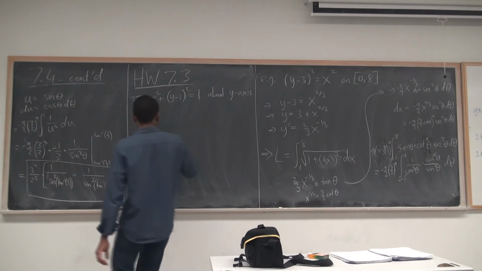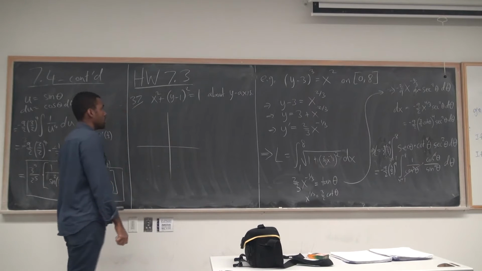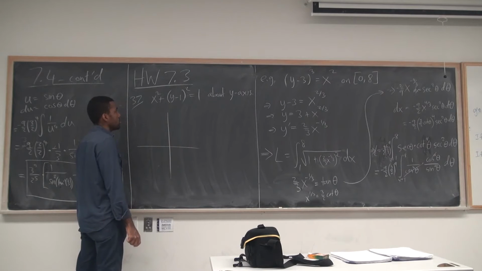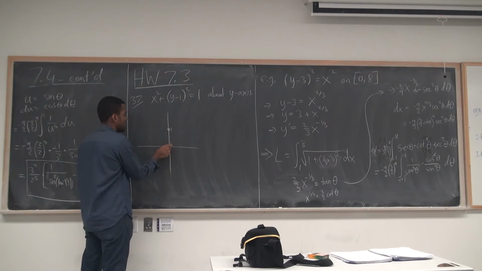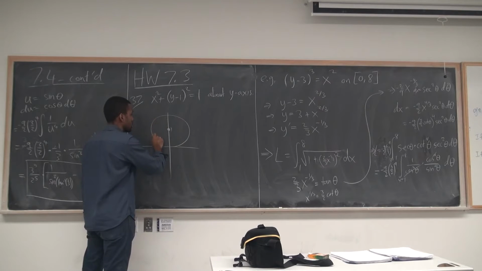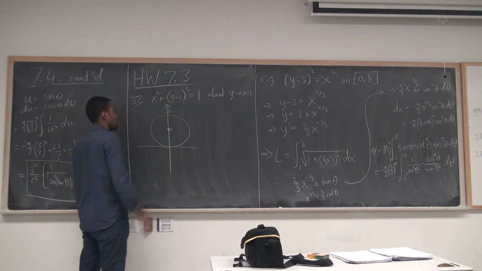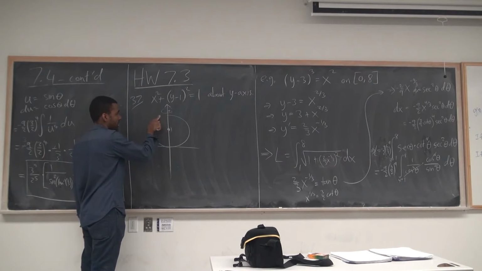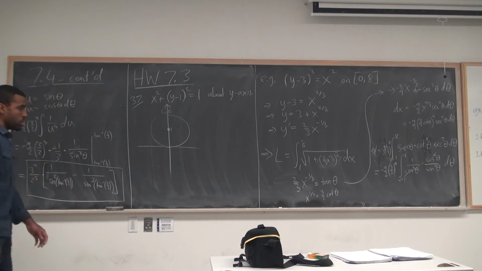Okay, so this is just a circle. What's the center? The center of the circle is 0, comma 1, with radius 1. So the circle is like this, and we want to rotate that around the y-axis. It's a sphere. I just rotate half of it, because it's just going to revolve on itself. So I just worry about rotating that side.